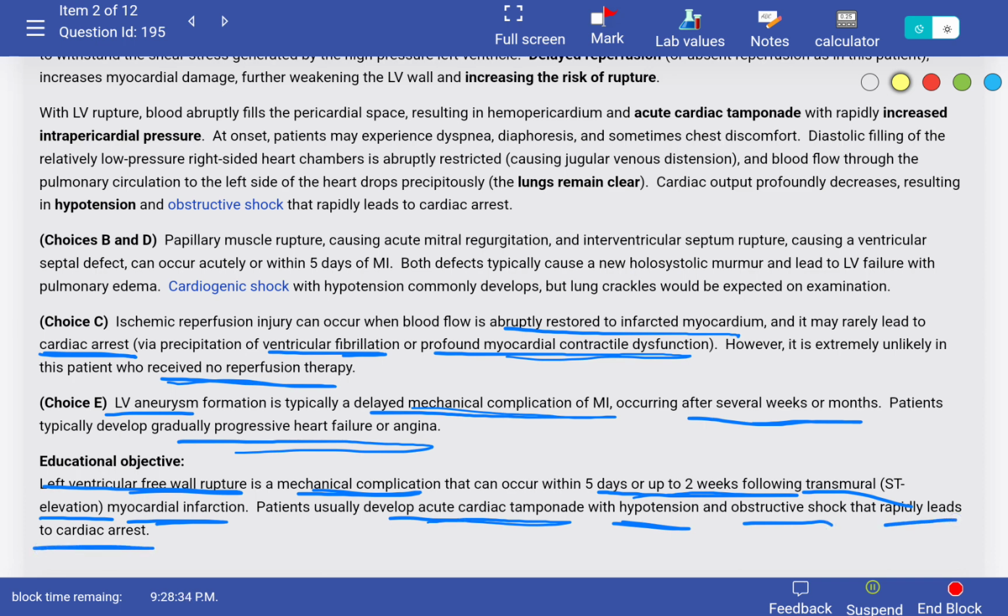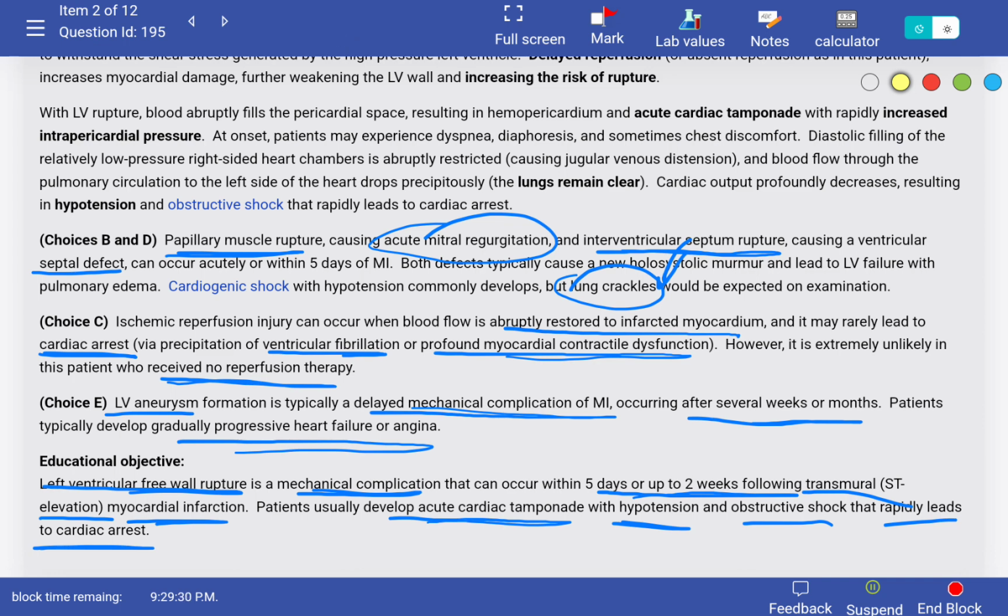The point to be remembered is that there will be no pulmonary edema in this case. But if there is papillary muscle rupture or interventricular septum rupture, that would lead to mitral regurgitation or VSD, and they would cause pulmonary edema, and so lung crackles would be there.